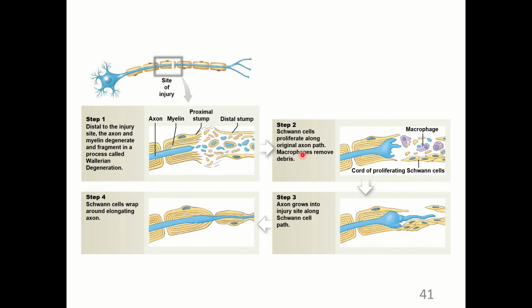In step 2, Schwann cells proliferate along the original axon path. Macrophages remove debris. In step 3, the axon grows into the injury site along the Schwann cell pathway. In step 4, Schwann cells wrap around the elongating axon as it makes its way distally towards the effector organ.